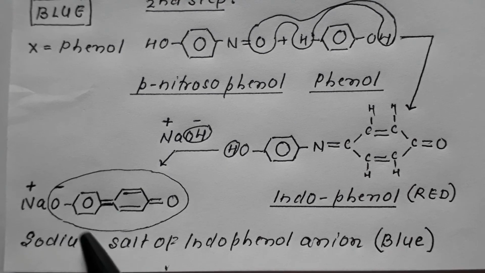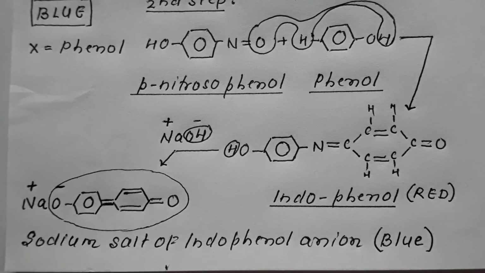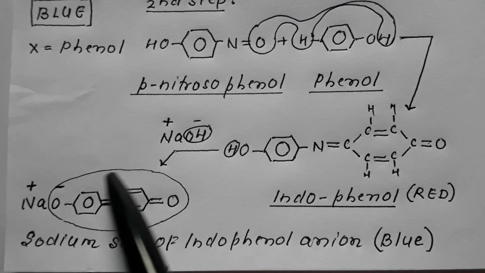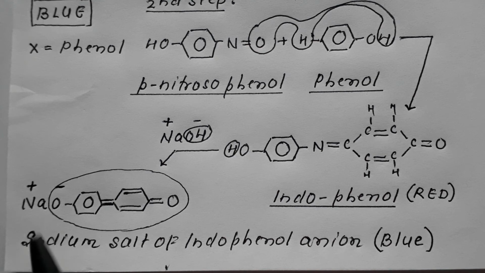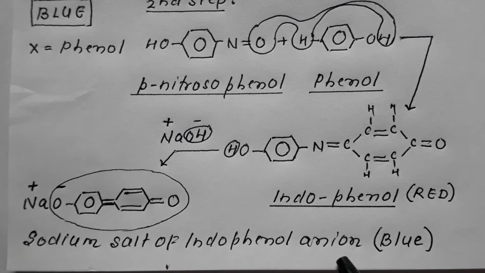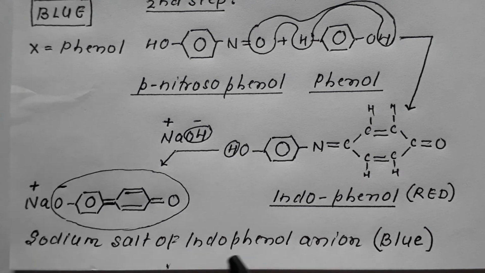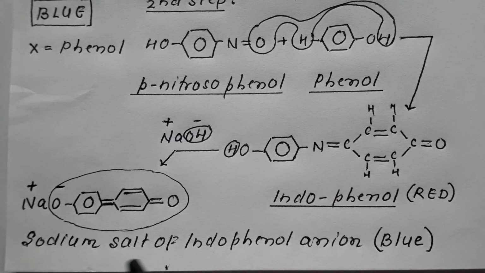So this portion which I have encircled, that is the benzene ring with O with negative charge, is termed as indophenol anion. Since sodium is attached to it, it is termed as the sodium salt of indophenol anion, and this sodium salt of indophenol anion is blue.